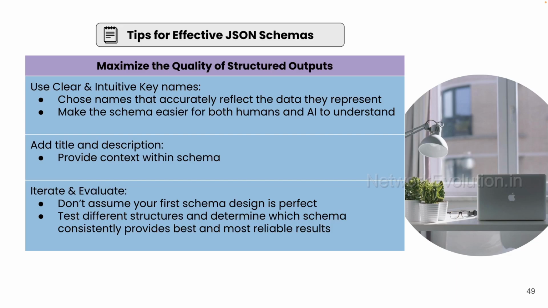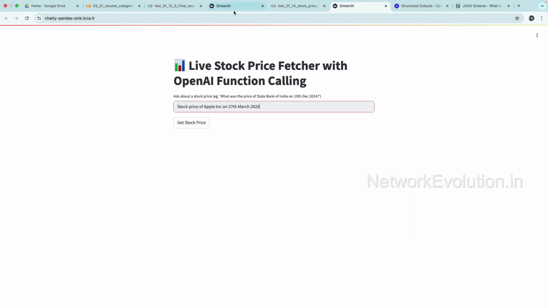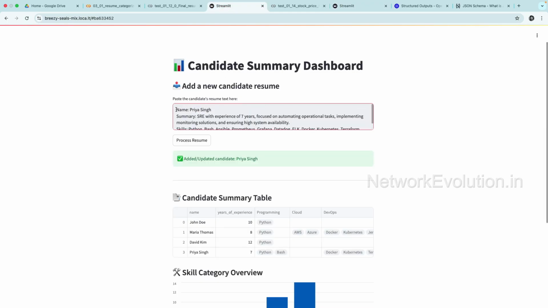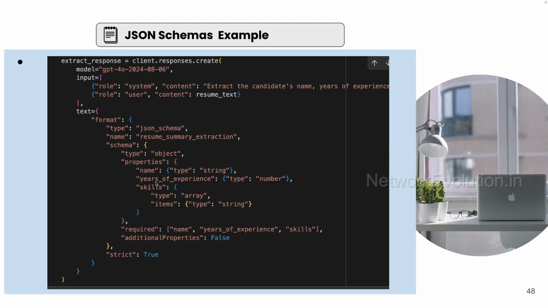Now there are some tips for effective JSON schemas. To maximize the quality of structured output, use clear and intuitive key names. For example, here when we are passing the input, let me just show you one input. Here we are giving input in this format. For the model to understand, it has to fetch the candidate name and put it into a dictionary. It is best practice to give name or candidate name here, then years of experience, then skills, so that it will be able to fetch the data accordingly.